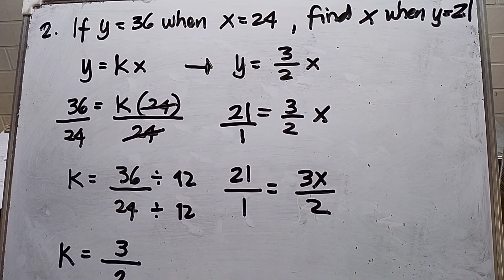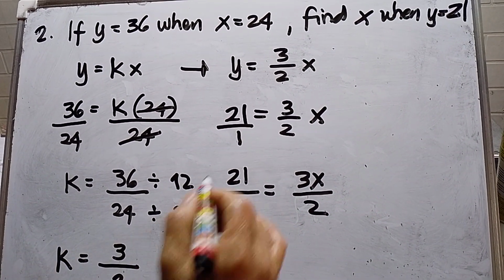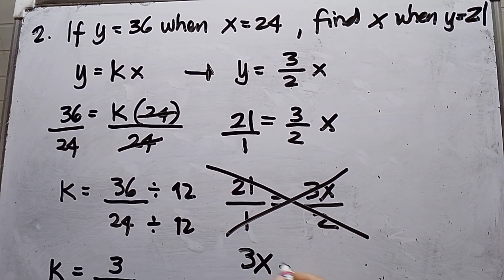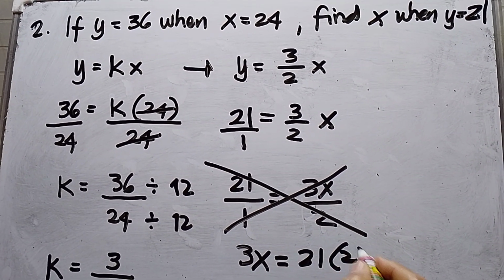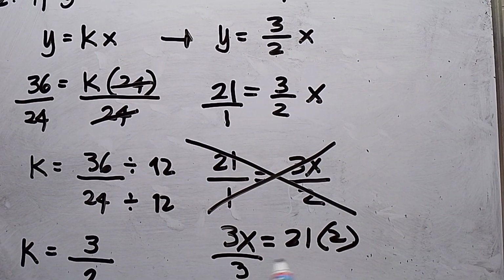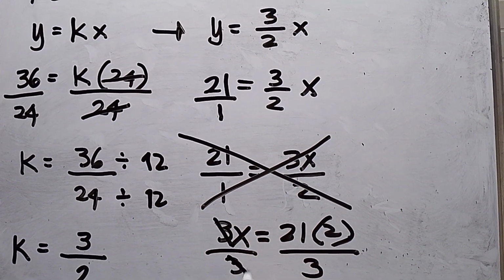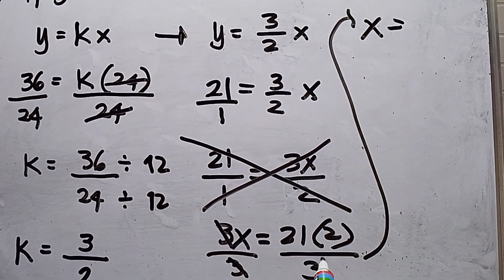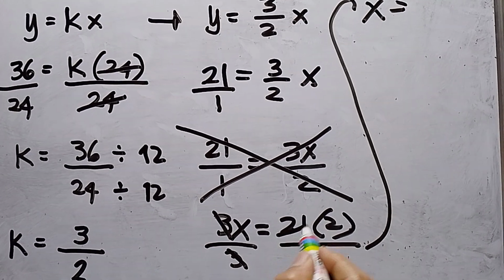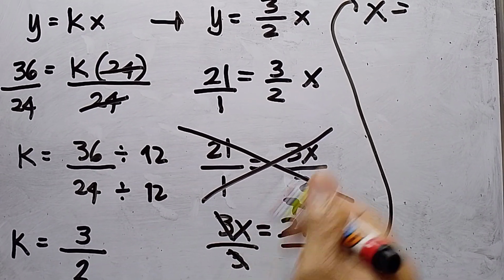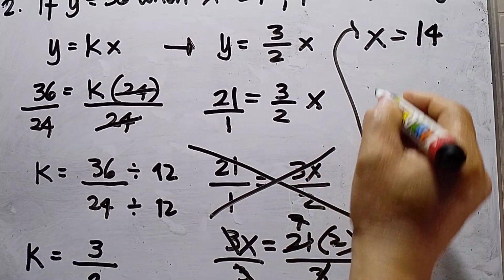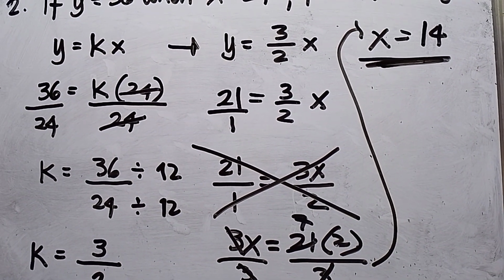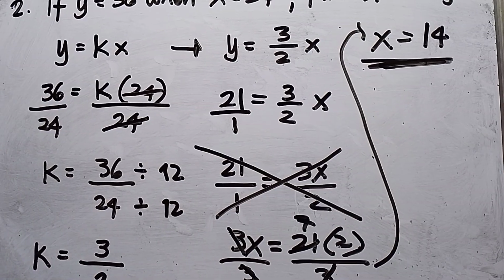And then apply cross multiplication. So 3x times 1 is 3x, equal to 21 times 2. Then I need to divide both sides by 3. So x equals, divide by 3, this is 1. Divide by 3, this is 7. And then 7 times 2 is 14. So my answer for number 2 is x equals 14.